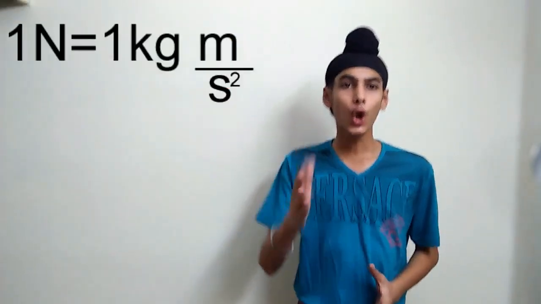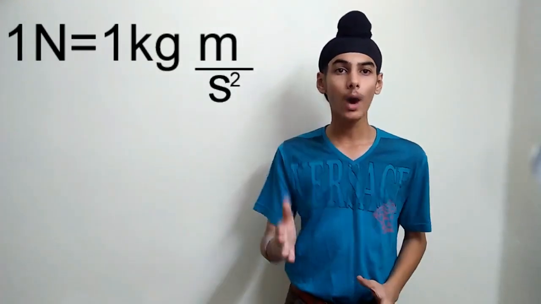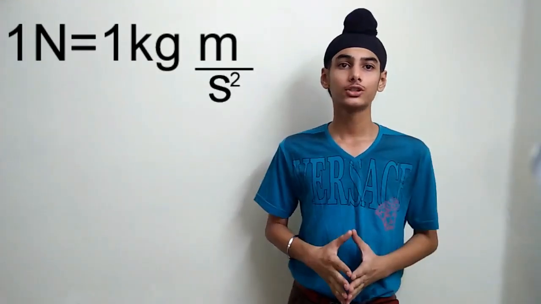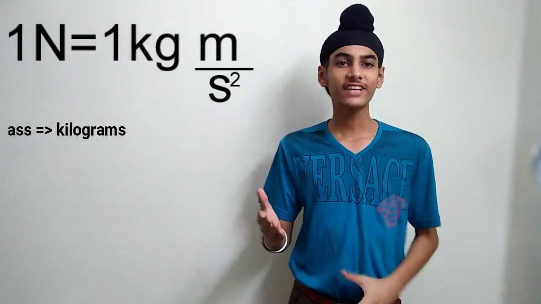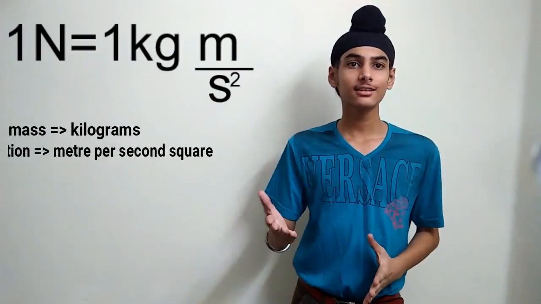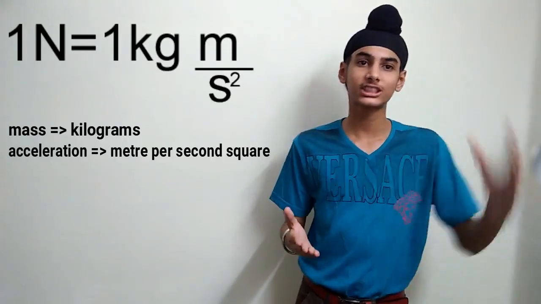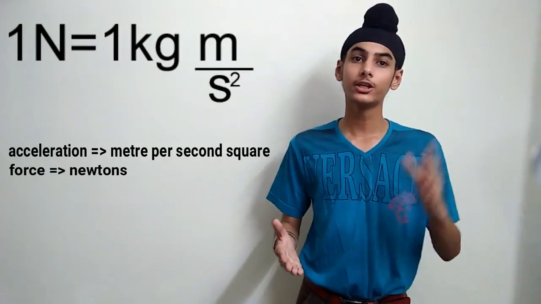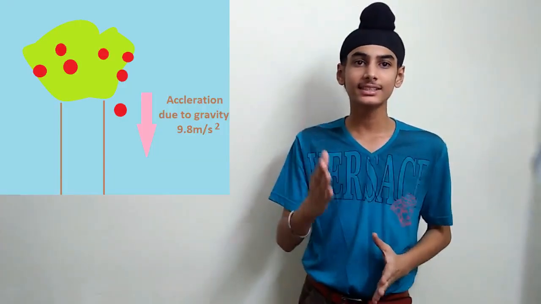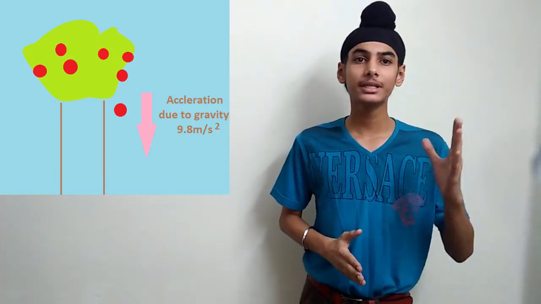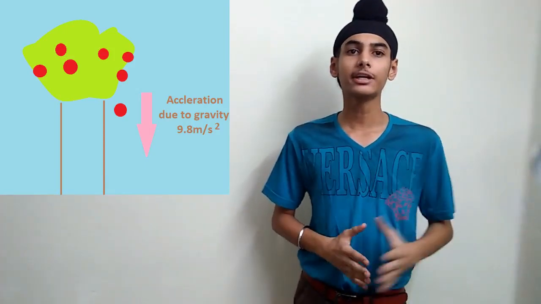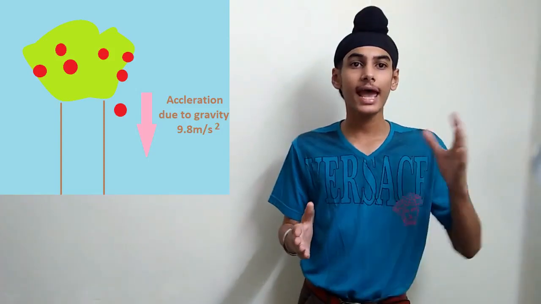You have to be very careful regarding units. You should know that 1 Newton equals 1 kg meter per second square. So if you calculate mass, it will be in kilograms. If acceleration, it will be meter per second square. And if force, it will be newtons. All these cases were of motion in the x-axis. But if the motion is in the y-axis, then the acceleration will always be taken as 9.8 meter per second square. That is acceleration due to gravity.